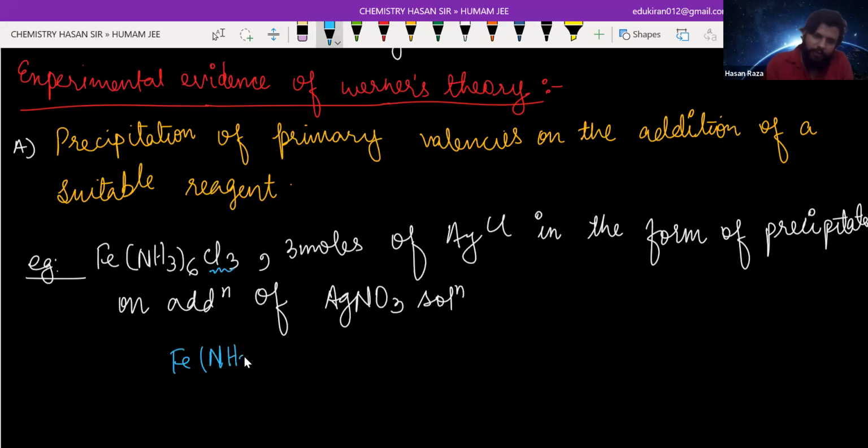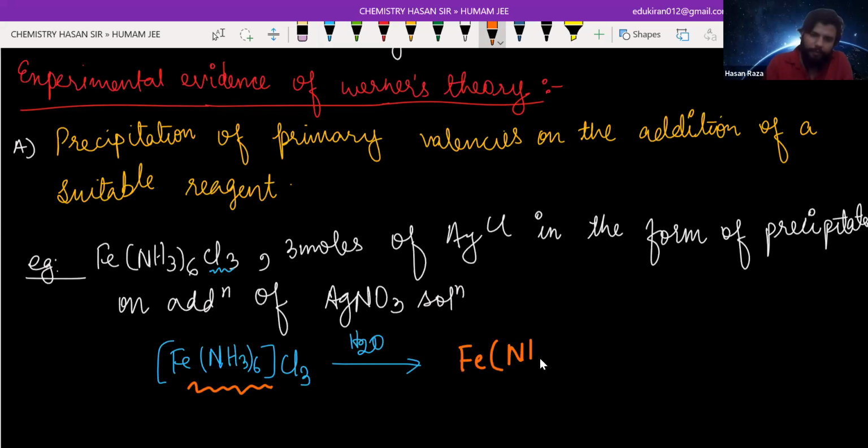Fe(NH3)6Cl3. I told you the coordination number is fixed to 6. That is very good for us. Now in water, what happens? This will be dissociated, only this part, not inside the bracket. So it will be converted into [Fe(NH3)6]3+ plus 3Cl-, and 3Ag+ comes from here and combines to form AgCl.